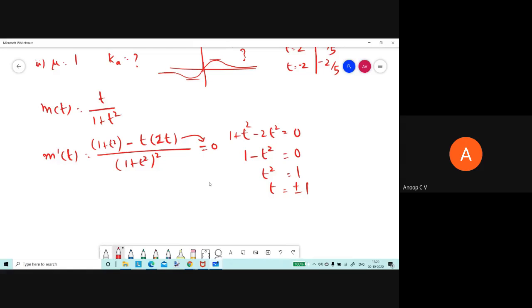If you substitute t equal to 1 in this, what will you get? At t equal to 1, you will get m of t equal to 1 by 1 plus 1 square, that is equal to 1 by 2.